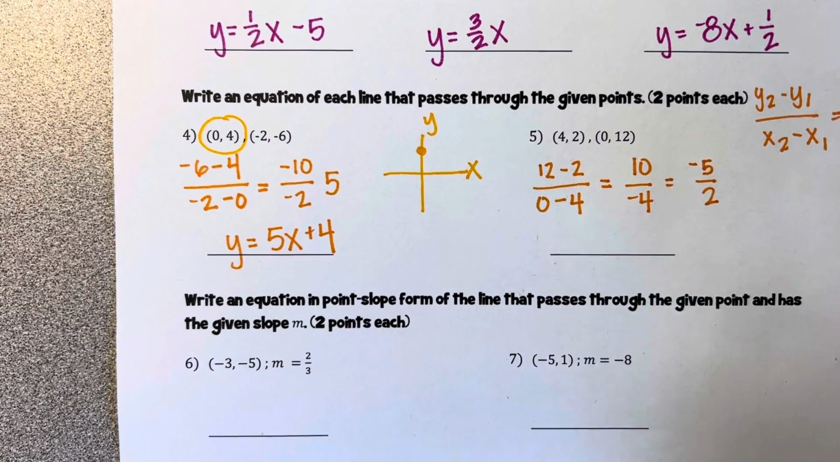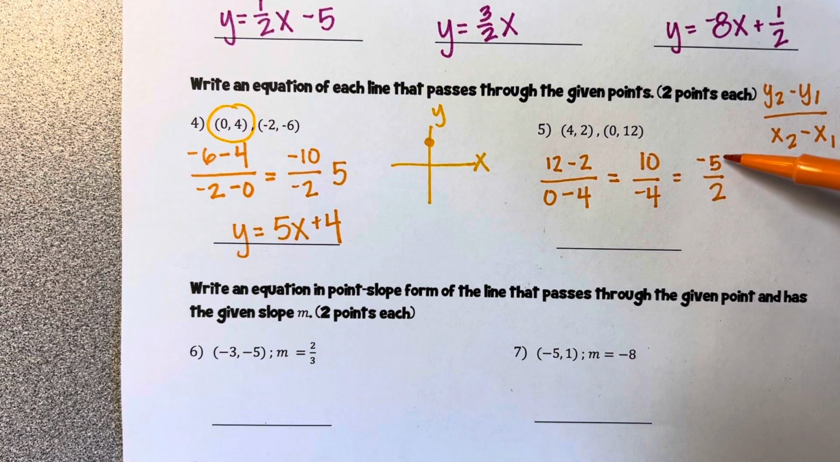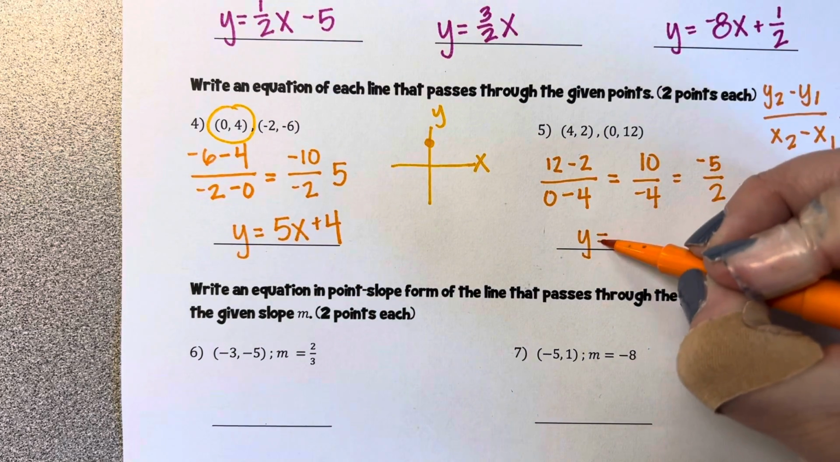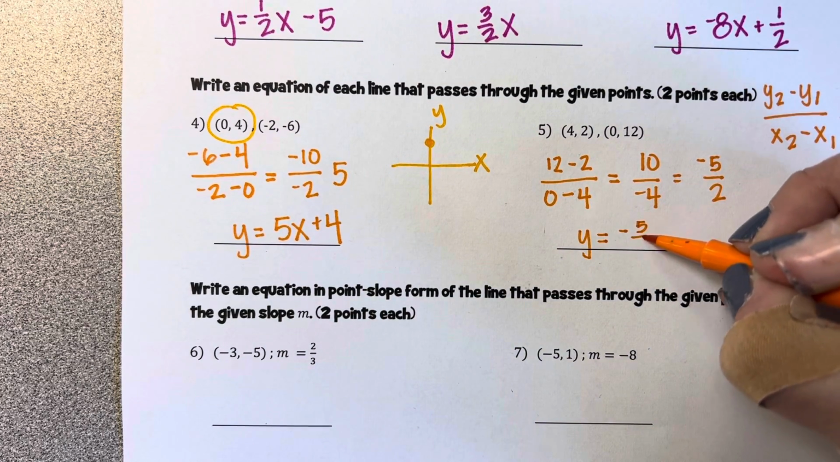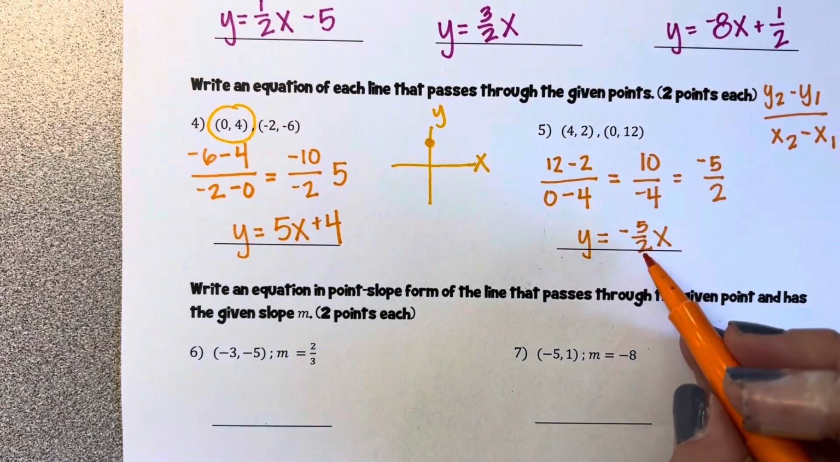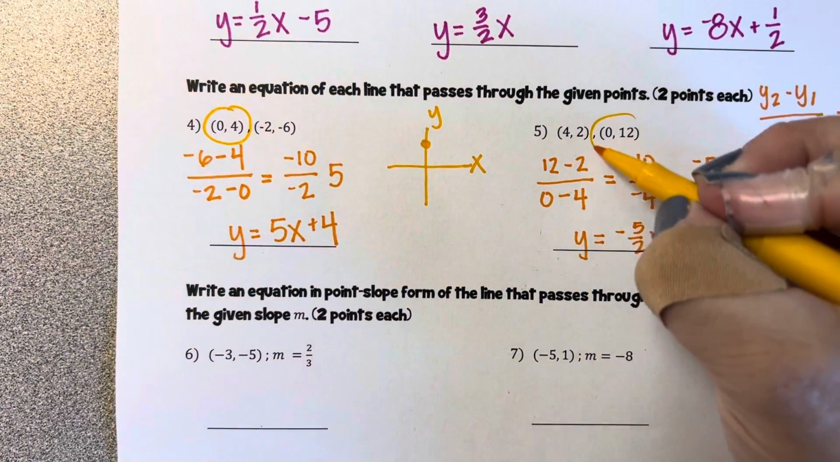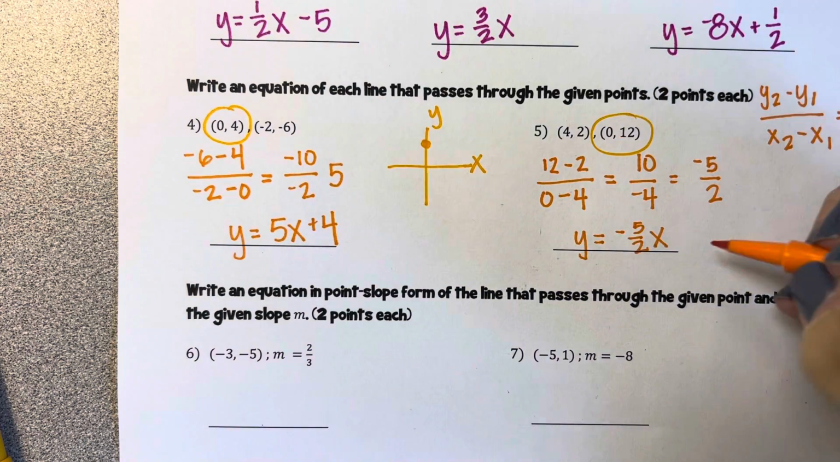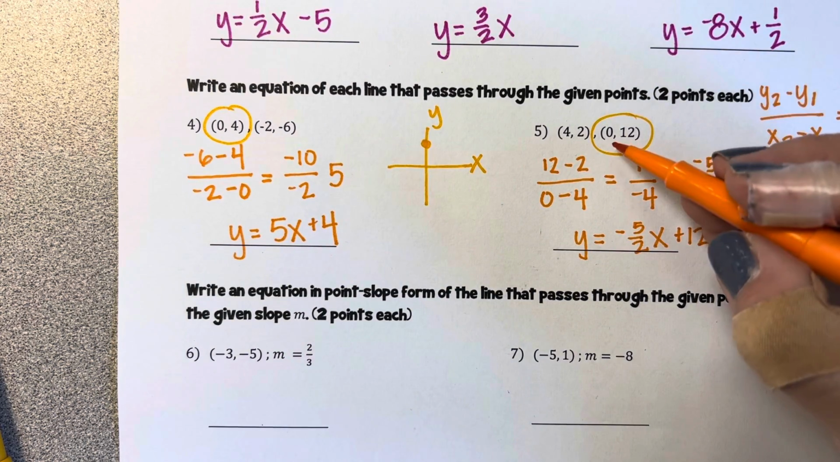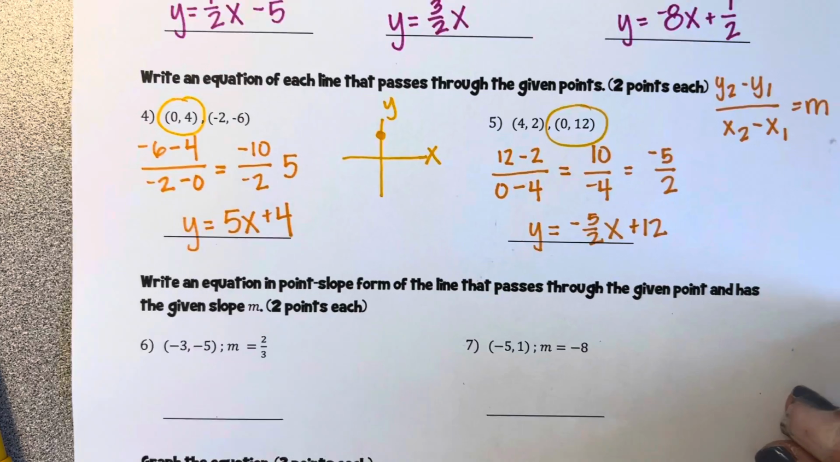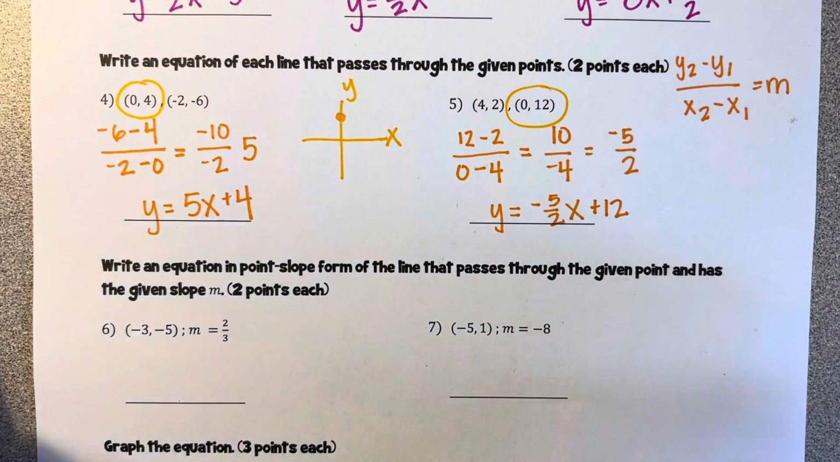It really doesn't matter, remember, where your negative is, whether it's on the numerator, denominator, or just out in front. So y equals -5/2x, because that's mx. And now we're looking for b. The y-intercept is 12. Because x is 0, y is 12, that's where it's going to cross the y-axis.